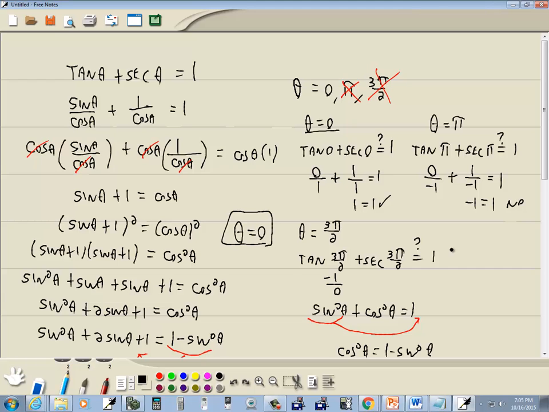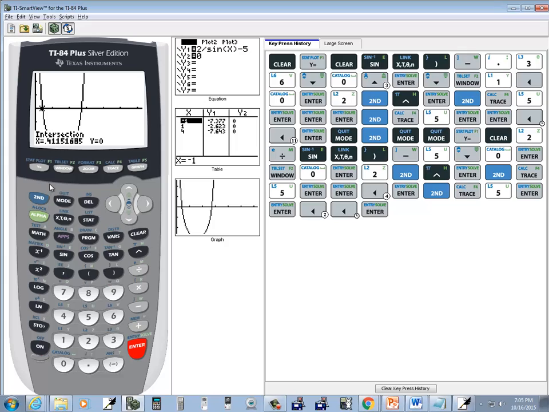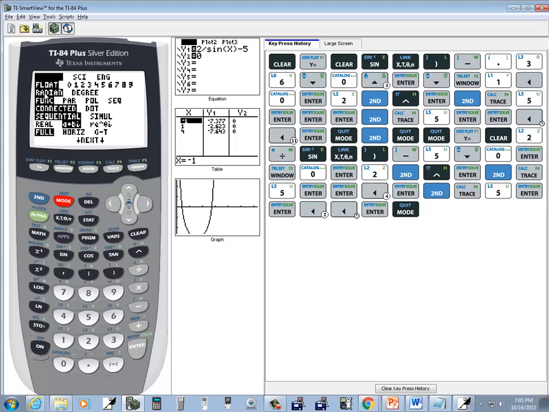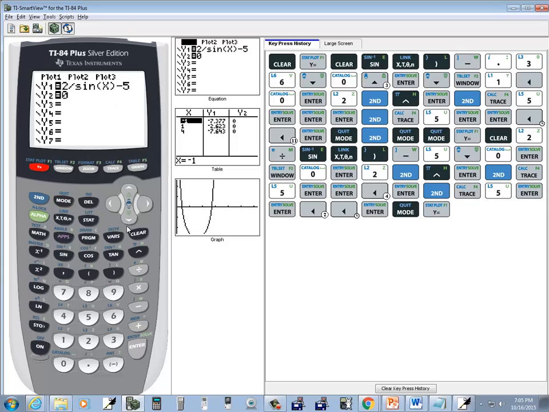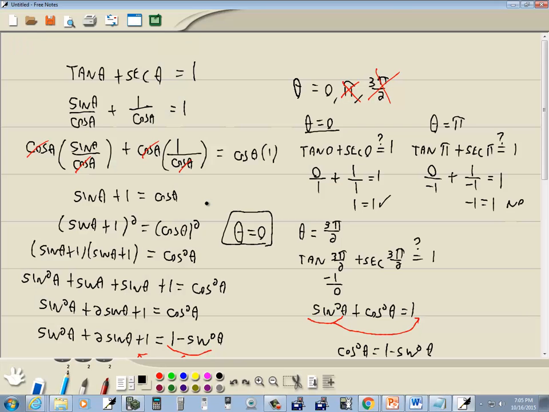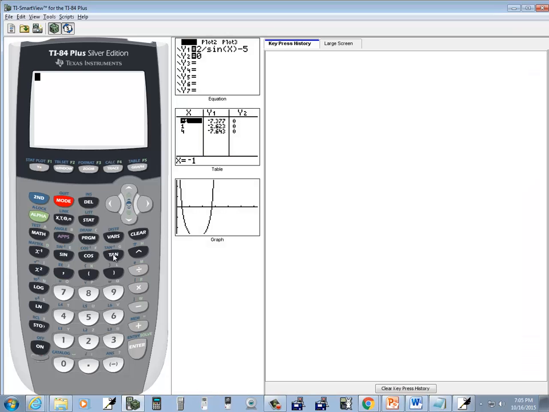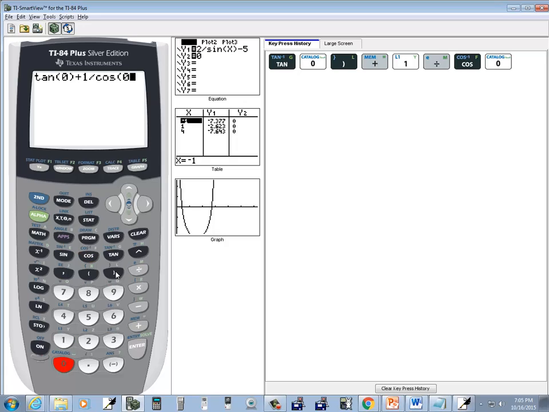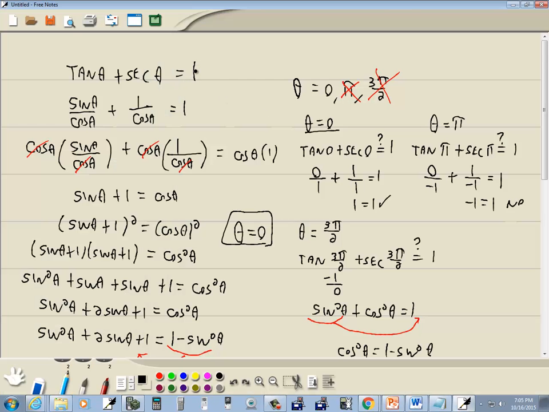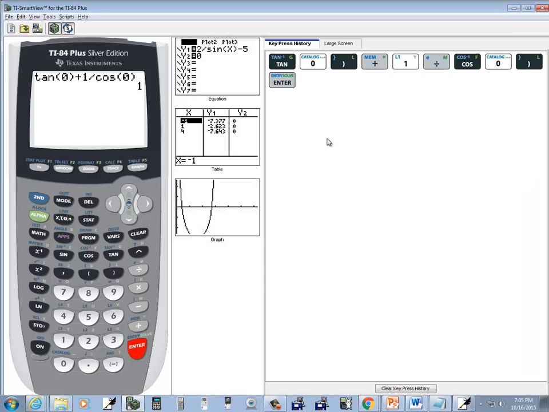Well, let me show you how to check that in the calculator. First off, I'm going to mode, make sure I'm in radians. And you see I have radians here. Okay, so I'm in radians. I'm going to put in tangent 0, and I'll put my closing parentheses, plus secant. We don't have secant, but secant is 1 divided by cosine. Put 0 in, and that gives us 1, which is what it should. That's what's on the right side. So that one checks.